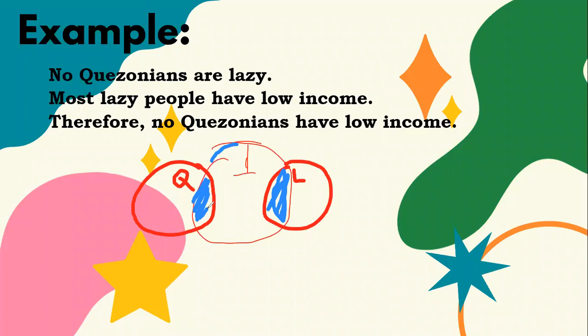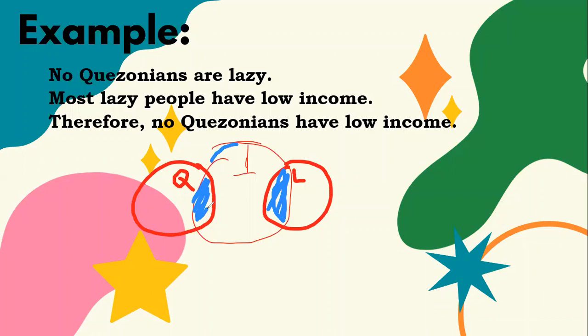Kasi nakukuha ko yung punto kanina ni Clarence, ni Lance, na, di ba Lance, sabi mo kanina, ay tama din naman po kasi yung no Quezonians have low income. Again, that is conclusion kasi siya. Ibig sabihin, after you have illustrated your major and minor premise, dapat yung resulting Euler diagram ninyo must be satisfied by your conclusion.